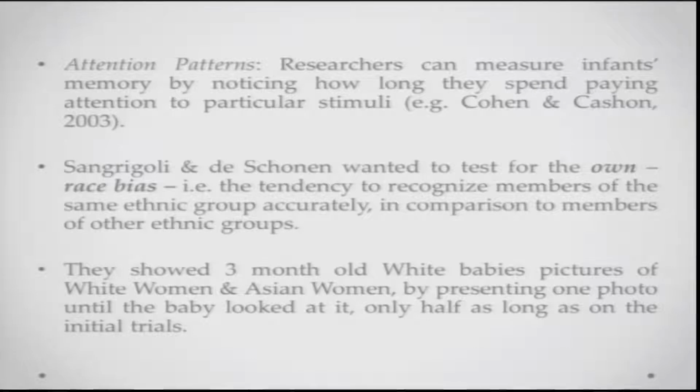The study in question here compared 3-month-old white babies, Caucasian babies, and they showed them pictures of white women and Asian women. The idea was they would present these pictures to the child repeatedly, again and again, till the amount of time that the child looked at the picture reduces to almost half. This logic says that because the child has memorized and knows that this is a familiar face, the child really does not want to spend much time on that. Children are in some sense slightly miserly about how they use their resources.